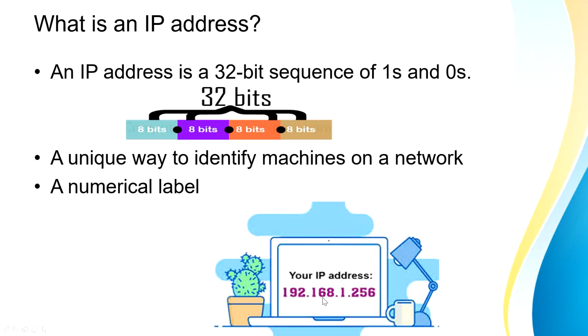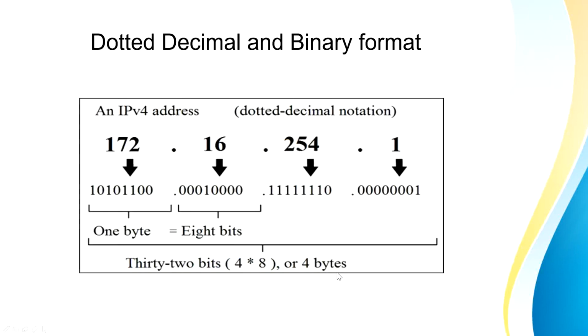So 192.168.1.256 is going to be a type of my IP address. It is just a numerical label that you give to your machine. Now an IP address can be written in dotted decimal format as well as binary format.